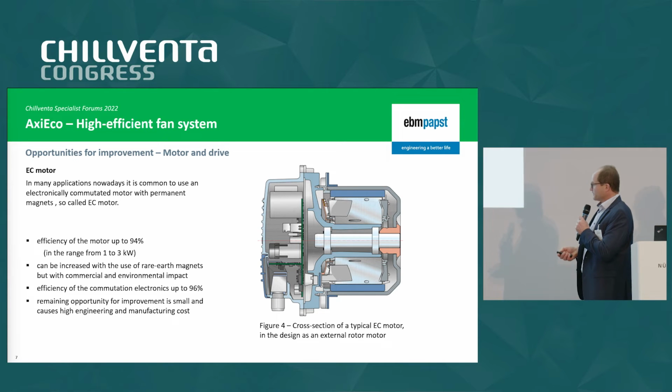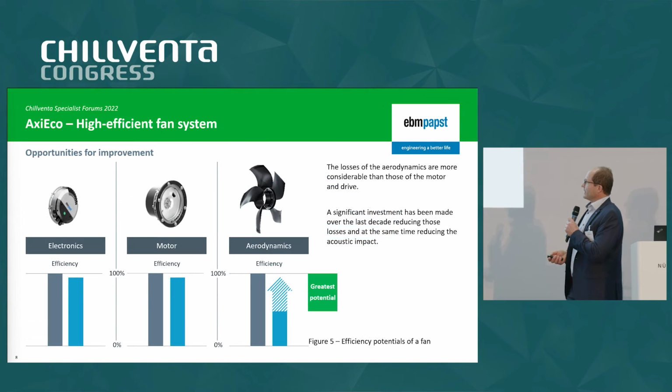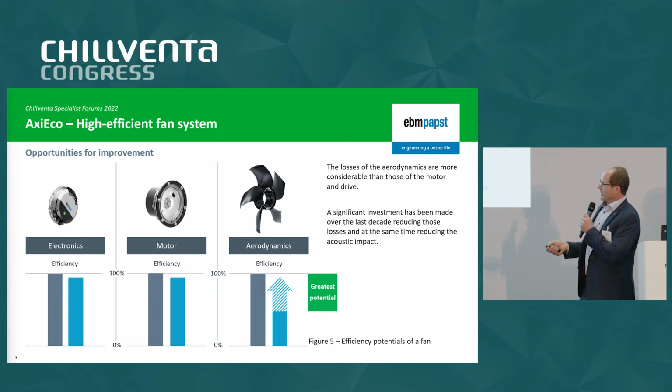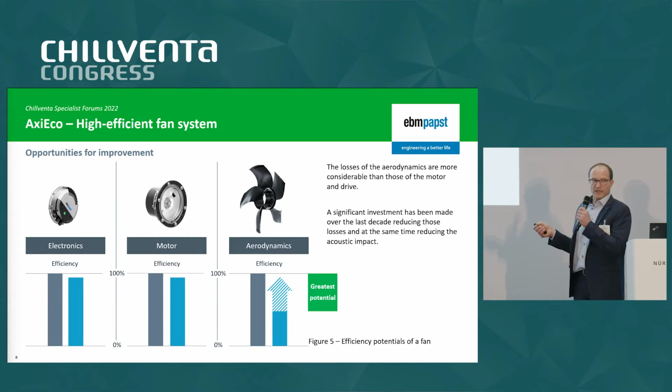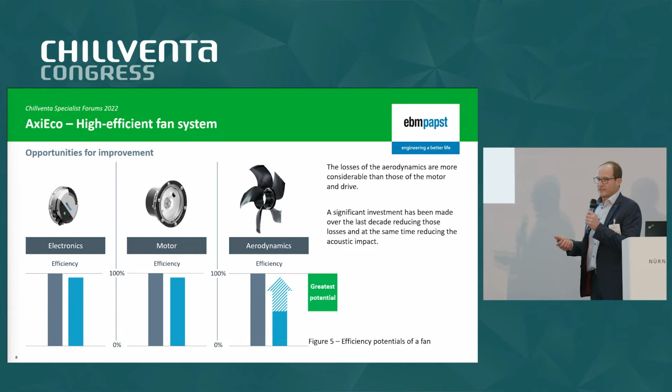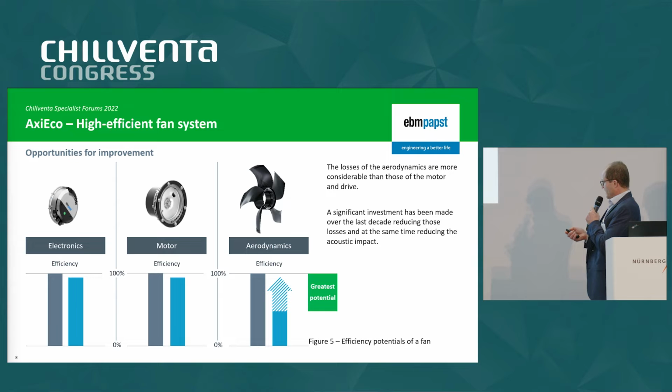So what can we do? As easy as that. So we have the electronics. As you can see, 100% efficiency would be the ideal world. Nowadays, we are very close to it, so not much left. Similar with the motor, but if we look at the aerodynamics, and this is not only the impeller, it's all the other aerodynamic components, the wall ring, the guard, any straighteners, any diffusers, we will come to that point later. Here we have got the greatest potential to improve.